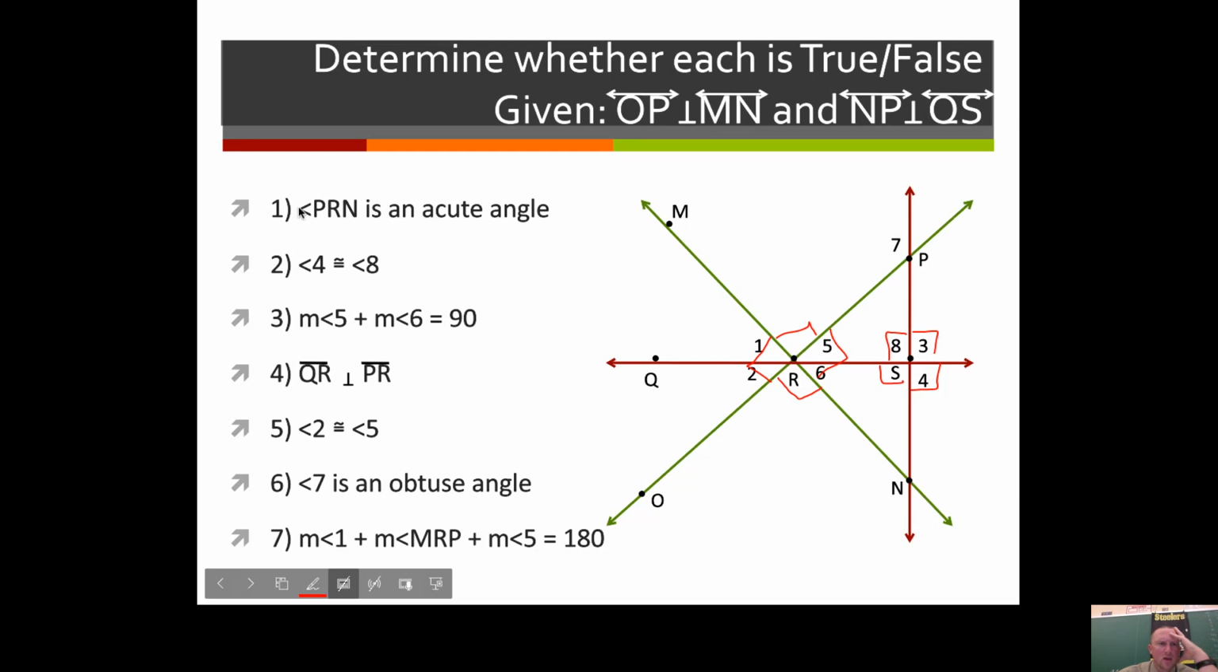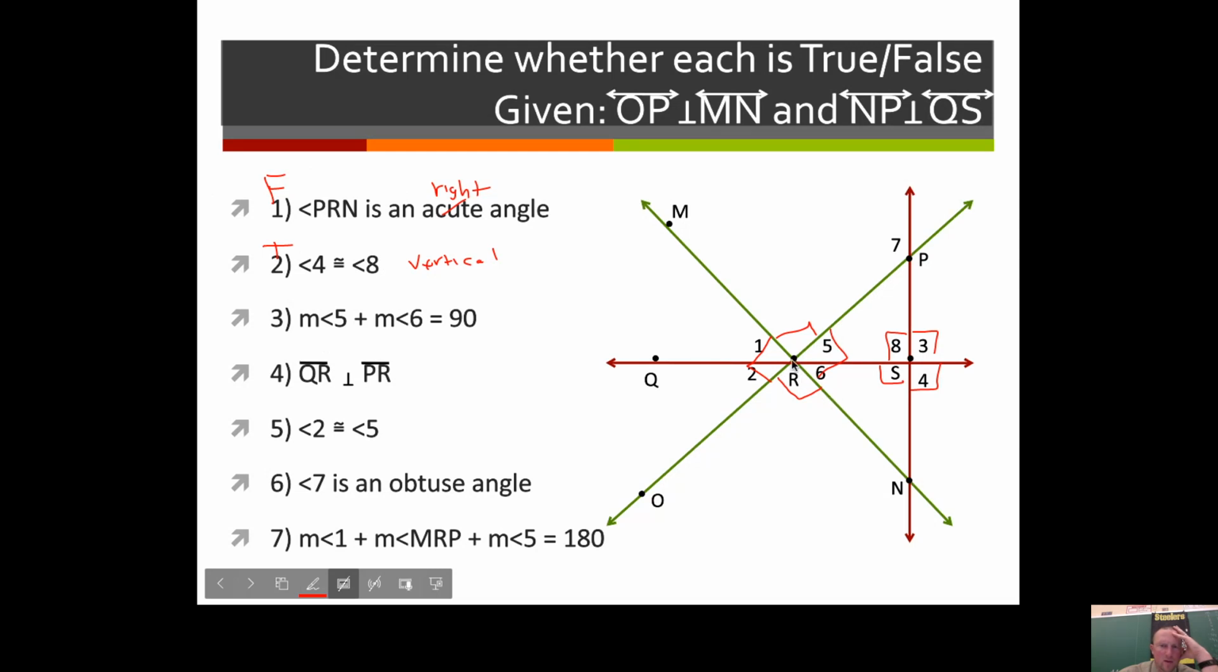Now, true or false? Is angle PRN an acute angle? Here's P, here's R, here's N. Is that angle acute? That's a right angle. So number one is false. Number two, angle 4 and angle 8 are congruent. That's true. They're both 90-degree angles, but furthermore, they're vertical angles. So they're definitely congruent. Number three, measure of angle 5 plus the measure of angle 6 equals 90.